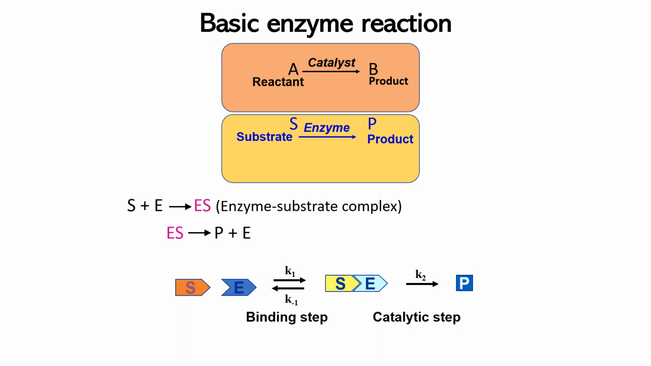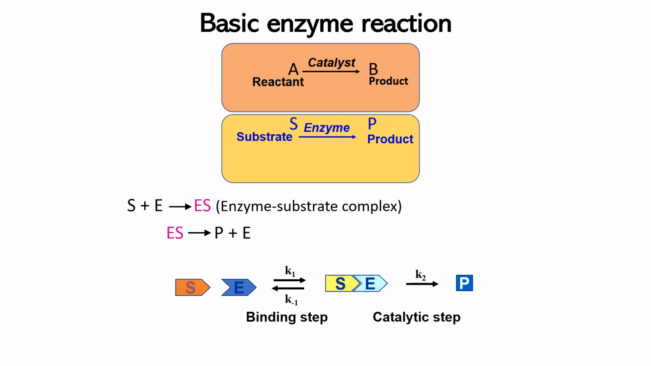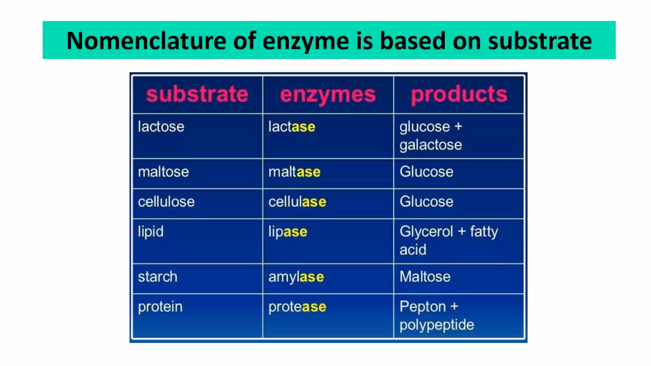I hope this is clear. And if it's not, feel free to stop me. I can explain it one more time if you need me to. So this is how a basic reaction happens. It has an intermediate step where the enzyme-substrate complex is formed, followed by the product.